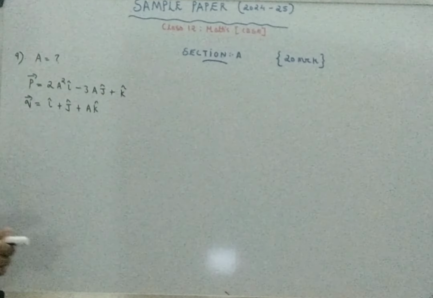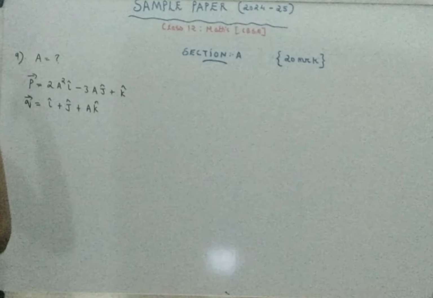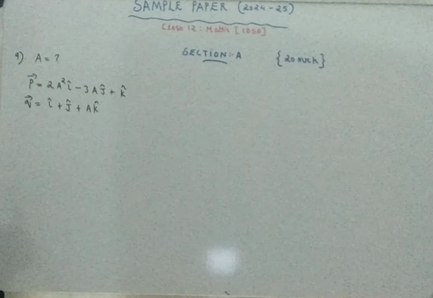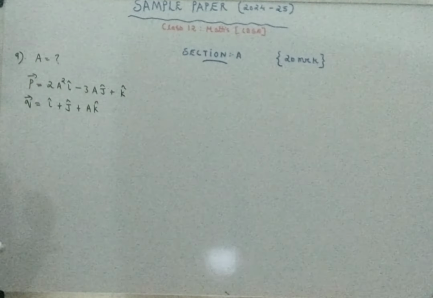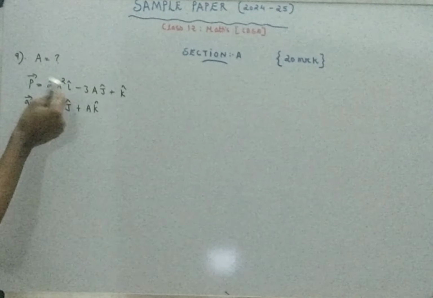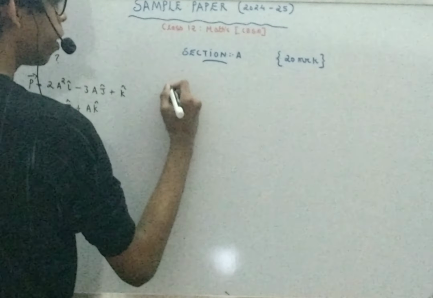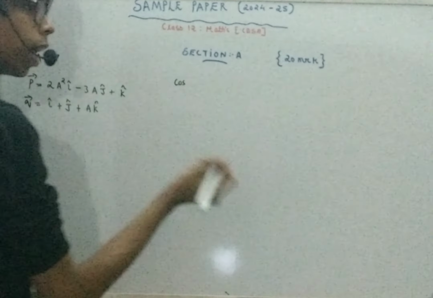Okay, my question is: the value of alpha, if the angle between p vector equal to 2 alpha square i cap minus 3 alpha j cap plus k cap and q vector equal to i cap plus j cap plus alpha k cap is obtuse, is. Now here, since you may get confused with this 2 and alpha, that's why I have written capital A instead of alpha. First of all, let us write the formula to find the angle between any two vectors.